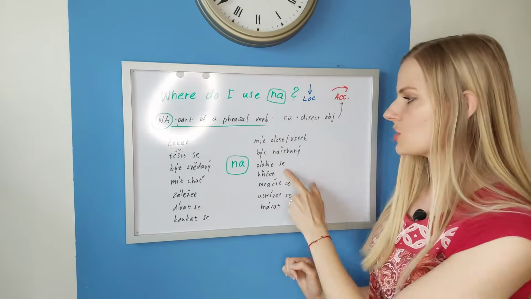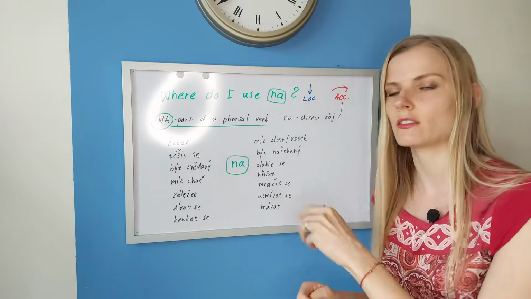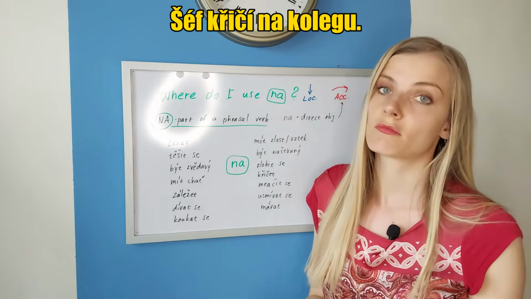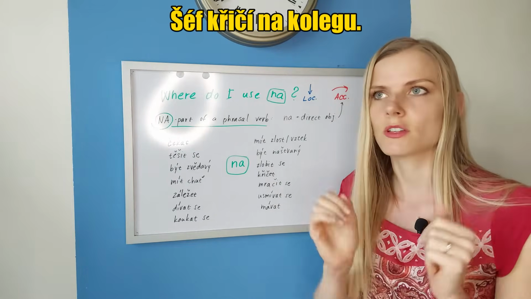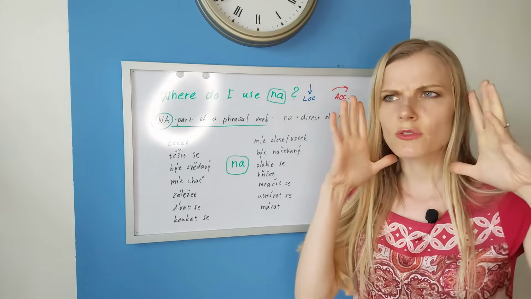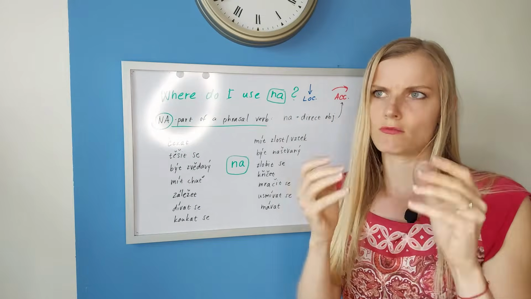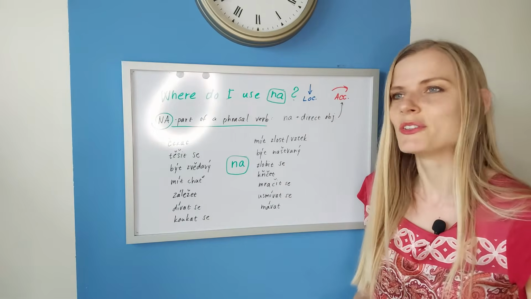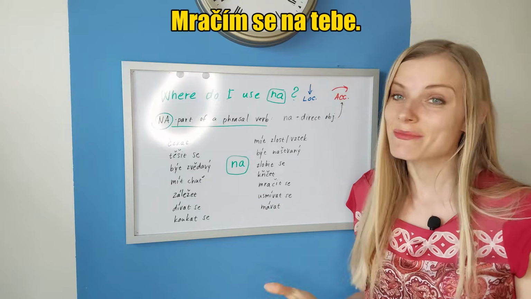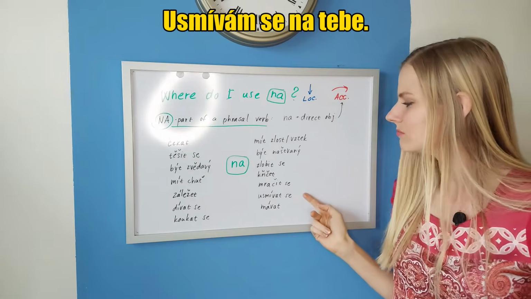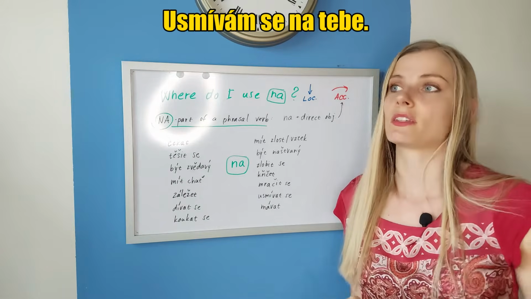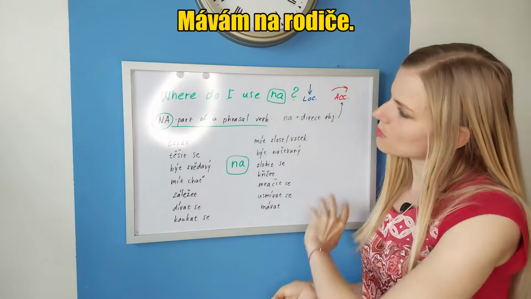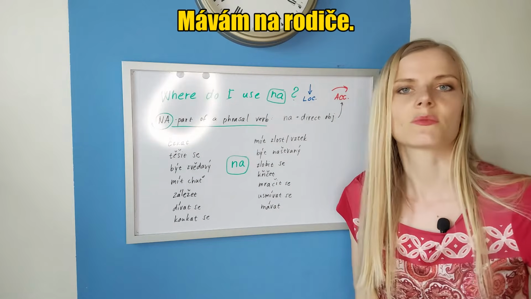The anger. Křičet na, to shout at. Šéf křičí na kolegu. The boss is shouting at my colleague. Mračit se, to frown. If you want to say, who are you directing your frown at, then it would be mračím se na tebe. I'm frowning at you. Usmívám se na tebe. I'm smiling at you. Mávat, to wave. Mávám na rodiče. I'm waving at my parents. So these are the most common verbs that would take na.